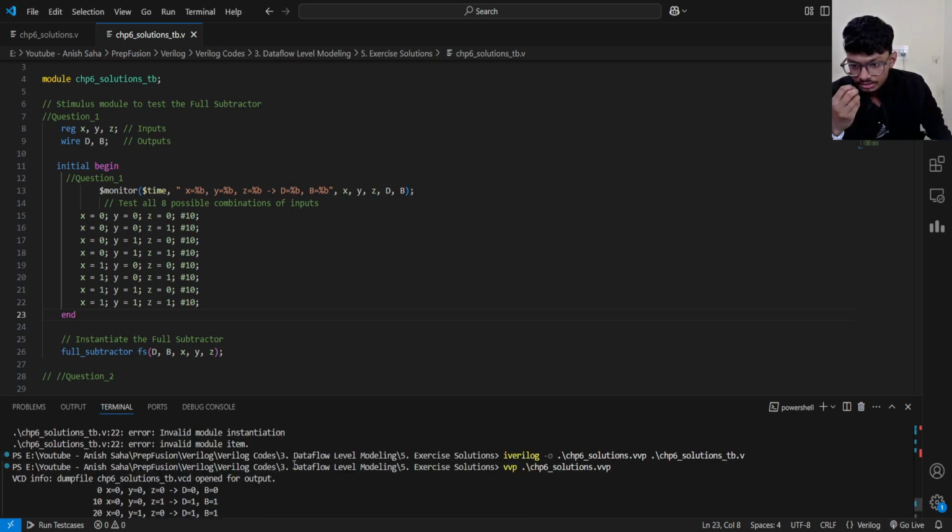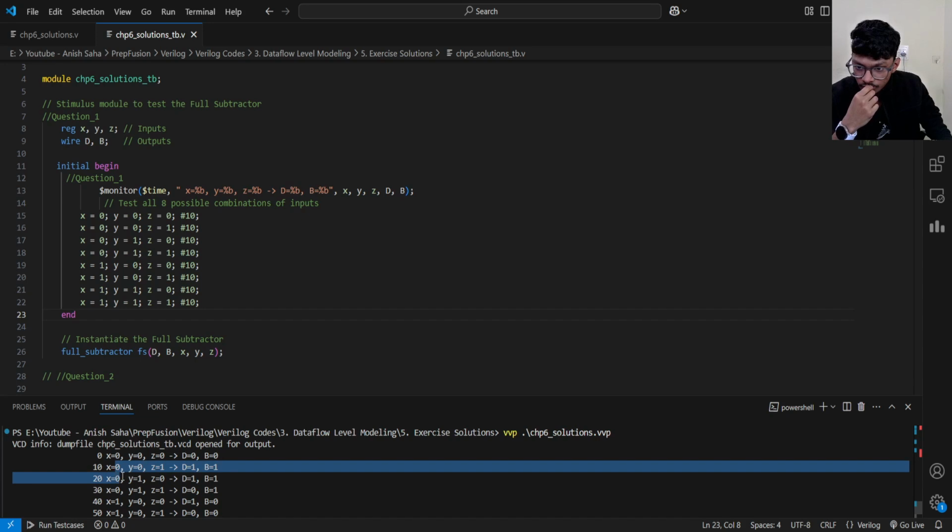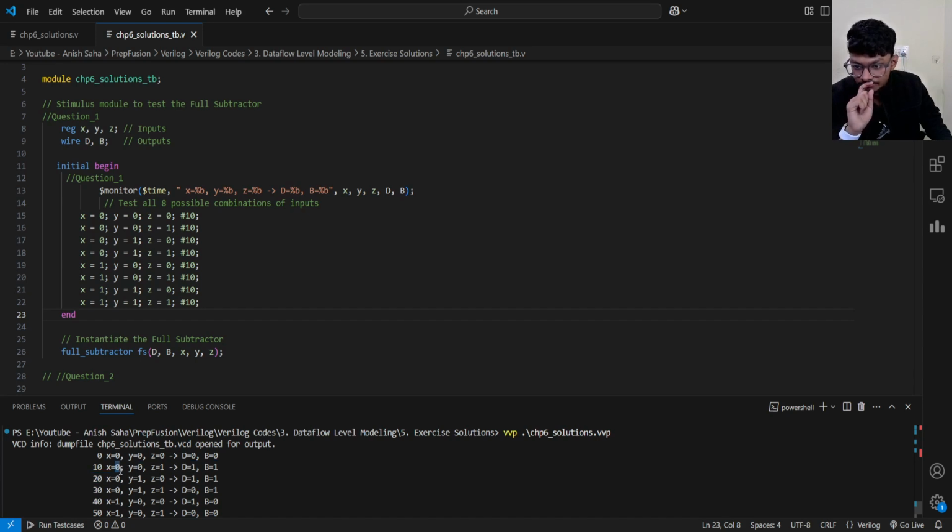So if you see, what output are we expecting? What we are doing, basically, is subtracting y from x. So here 0 minus 0 will be 0 only, and borrow is also 0. So 0 minus 0 minus 0 is 0 itself. Then 0 minus 0 and borrow is 1. If borrow is 1, that means this x will become 2 here. So basically it will be 2 minus 1, that is 1.